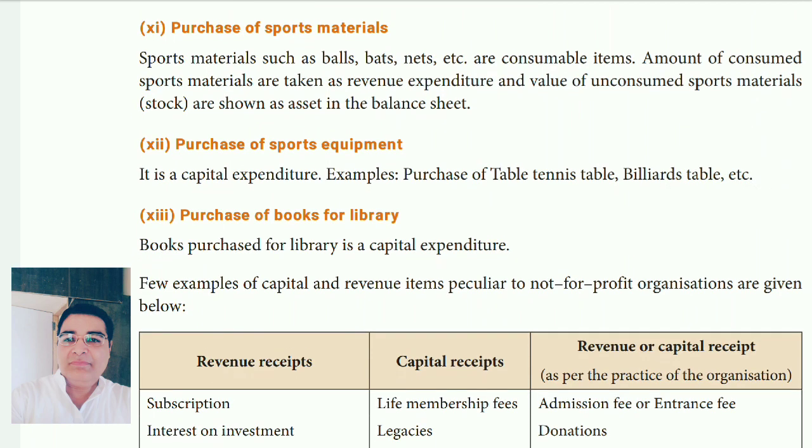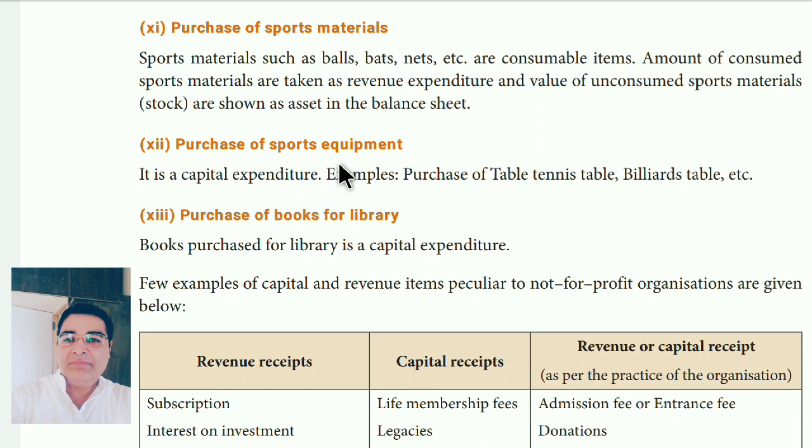Purchase of sports material is also an expenditure. So, sports materials such as ball, bat, net, etc. are consumable items. Amount of consumed sports materials are taken as revenue expenditure. So this will come under expenditure account if you purchase bat, ball, etc. And value of unconsumed sports material stock is shown on the asset side of balance sheet. Like sports equipment, if given in the question, then it will come on the asset side.